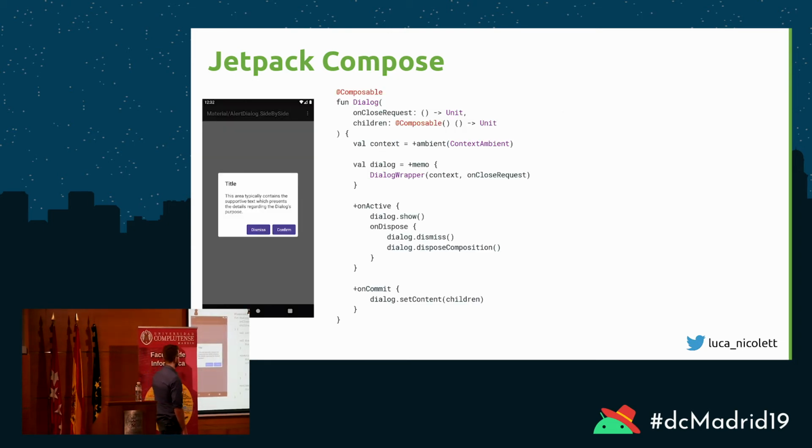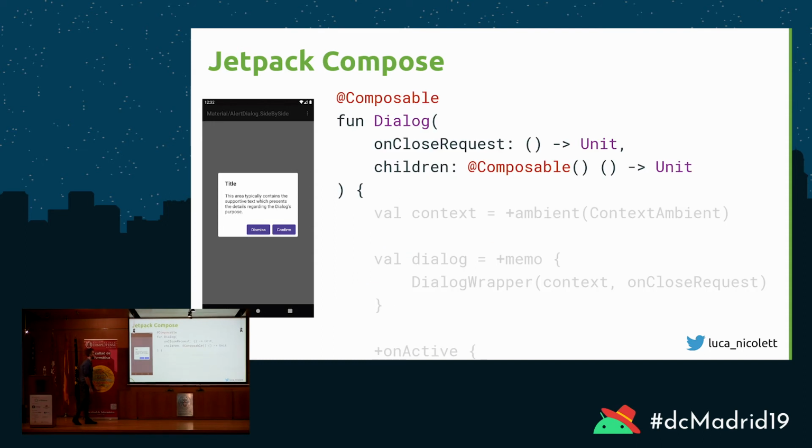This is the code, not that much. It's a composable function which accepts an on-close request in order to notify whoever used this dialog function, and it accepts a children.